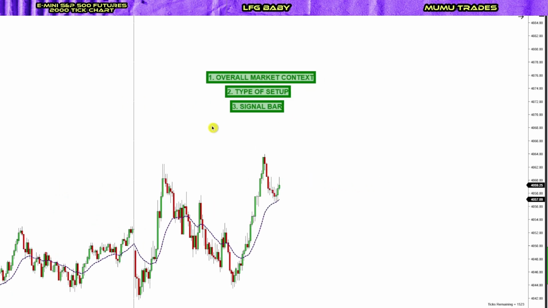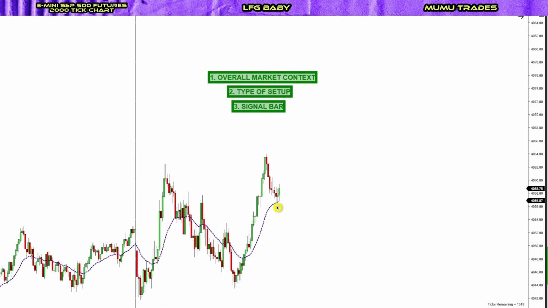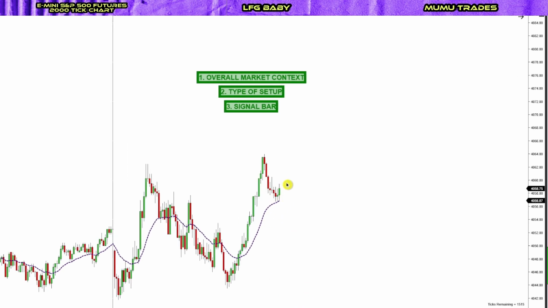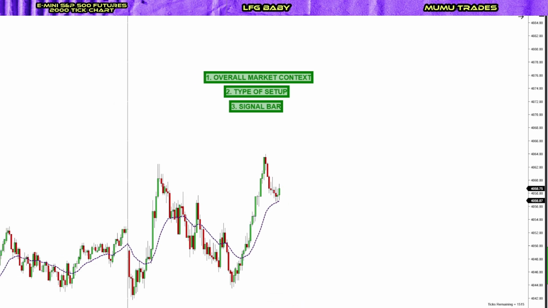And then the last thing is, what is the signal bar? The bar that you enter on, say you go long right at this bar, is it bullish enough to go long or is it bearish enough to go short? That's the last thing to consider. So let's get into the video.